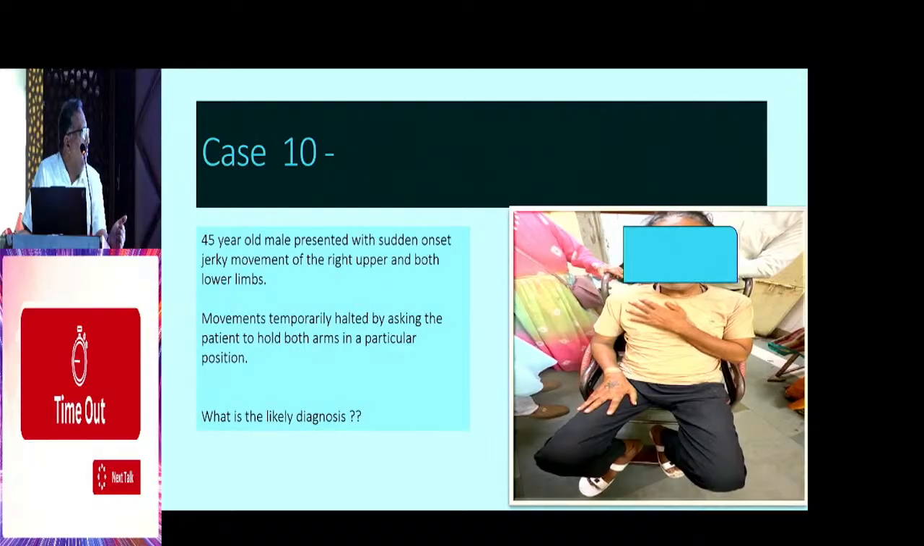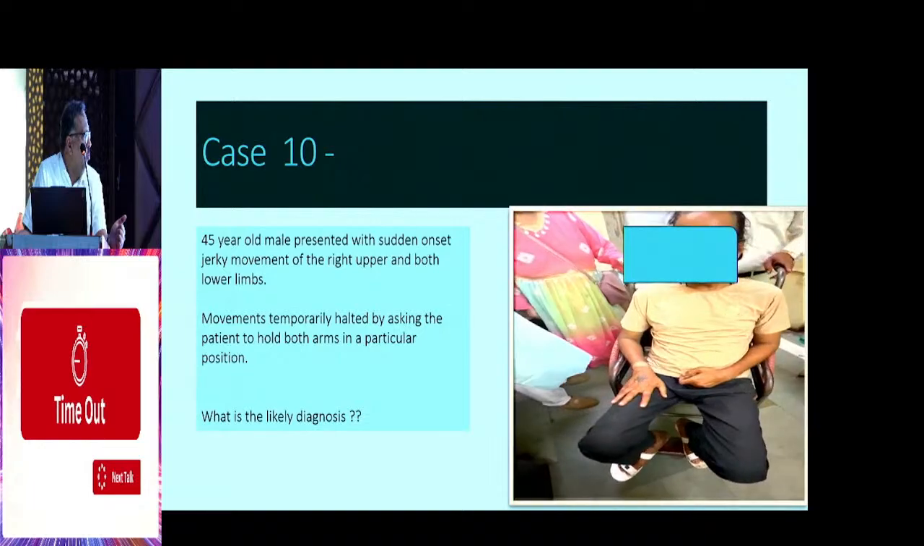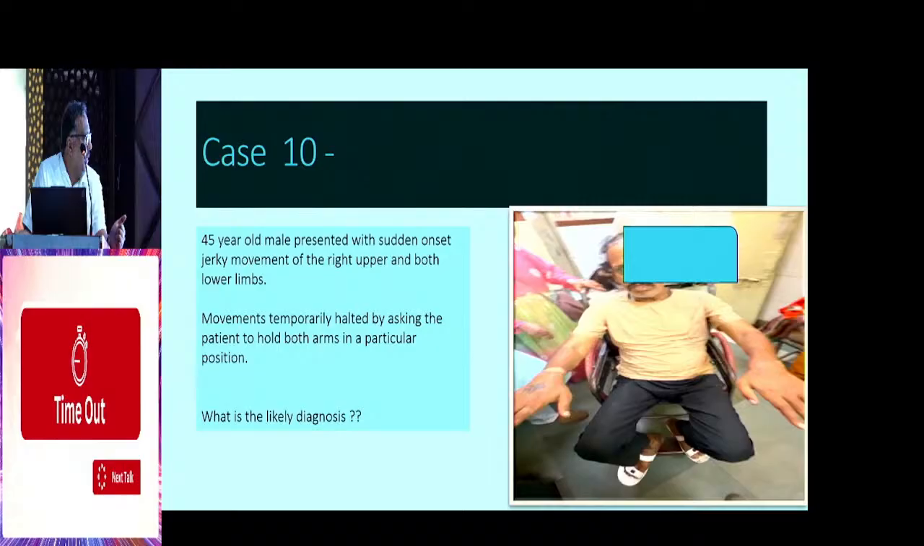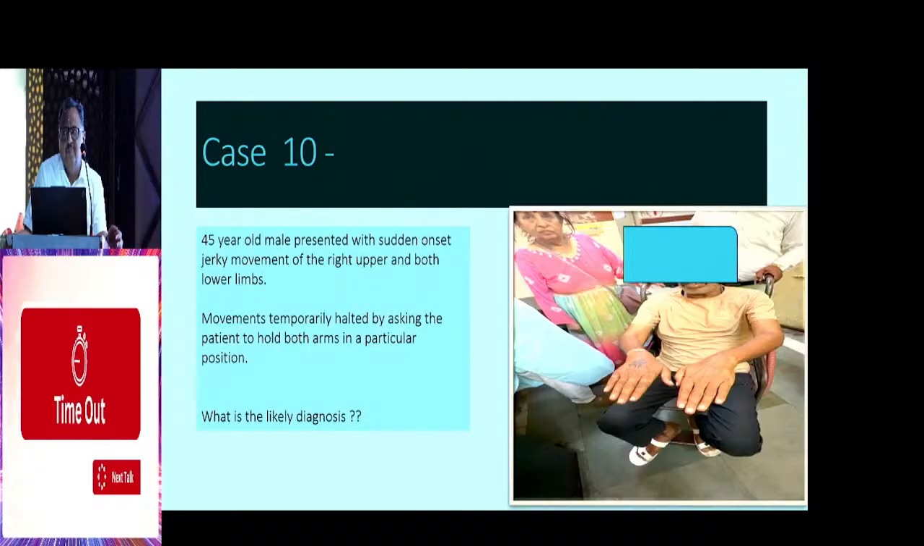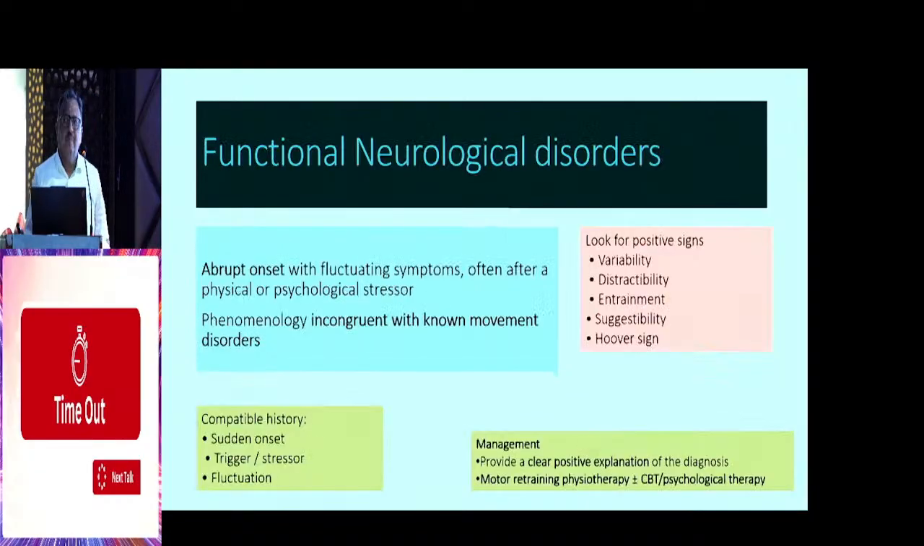This is a 45-year-old male presenting with sudden onset jerky movements of the right upper and both lower limbs. The movement is temporarily halted by asking the patient to hold both arms in a particular position. What is the likely diagnosis? It's for the audience. Okay. This is a functional neurological deficit, hysterical.